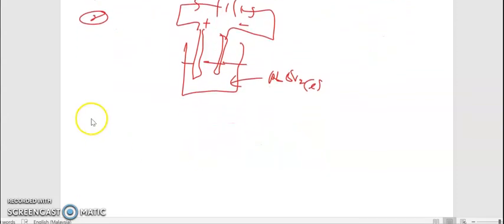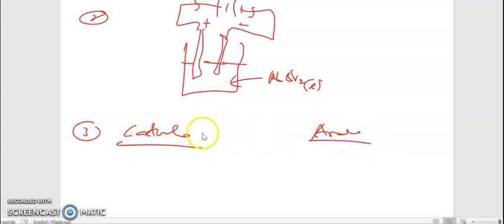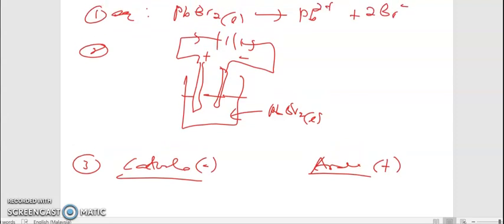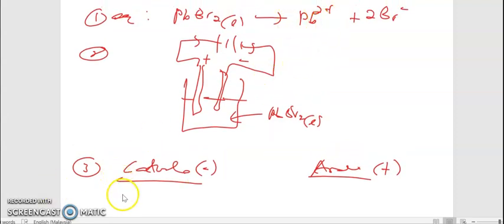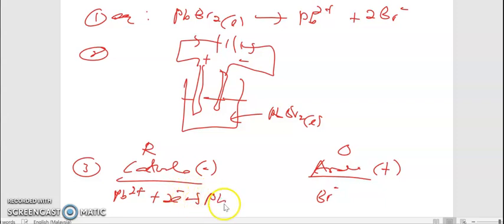And next thing is the equations at cathode and equations at anode. Cathode is the negative terminal, anode is the positive terminal. So at cathode, positive ion will be attracted to it, and at anode, the negative ion will be attracted. So the positive ion is Pb2 plus. At anode, the negative ion is Br minus. The process happen at cathode is reduction, at anode is oxidation. So reduction accepts electron. The charge is 2 plus, so it needs to accept 2 electrons to form Pb solid. Br minus needs to lose electron to form Br2 gas by giving up 2 electrons.